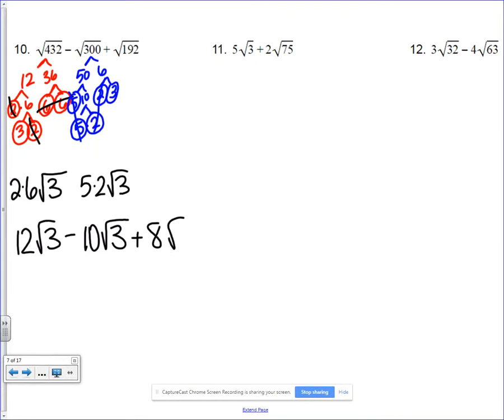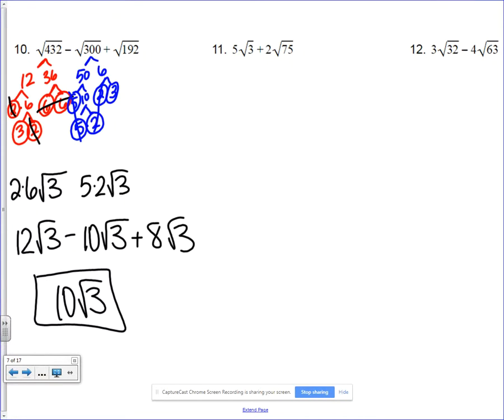Plus, right? Okay. Can they go together? They can. 12 minus 10 is 2, right? Plus 8. 10 radical 3. Good. Everybody A-okay?